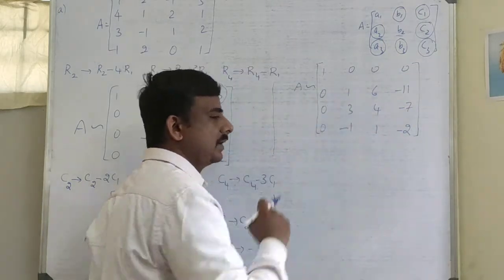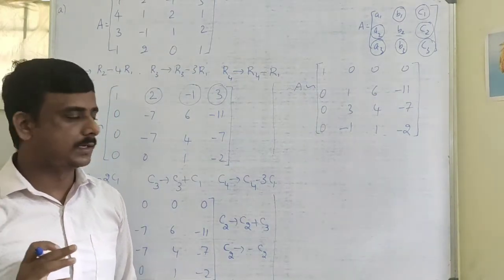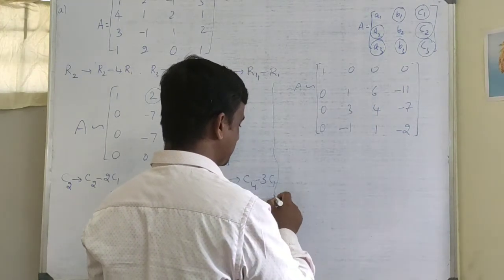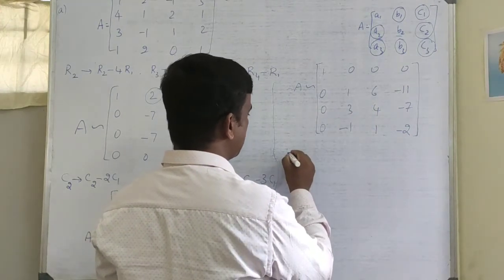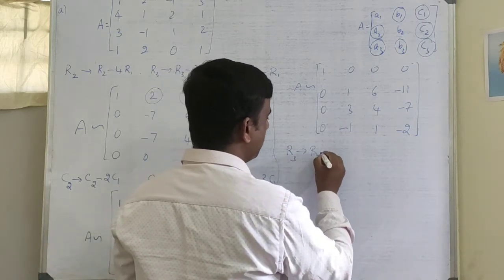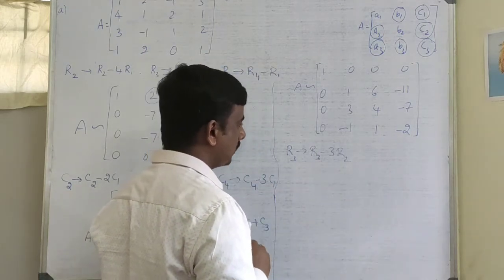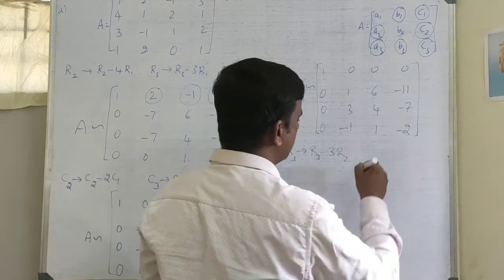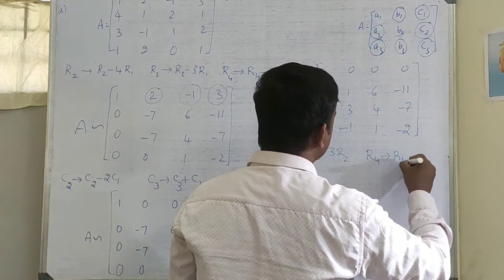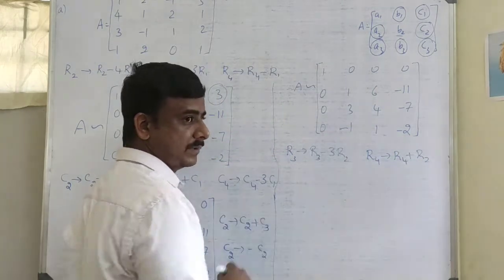So I got the first leading entry of the second row as 0, or the second diagonal entry 0. Now I have to make these two 0 by applying row operations. So the suitable row operations are R3 changes to R3 minus 3R2 and R4 changes to R4 plus R2. Then these two will be 0.